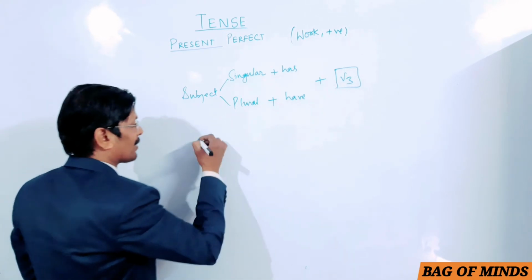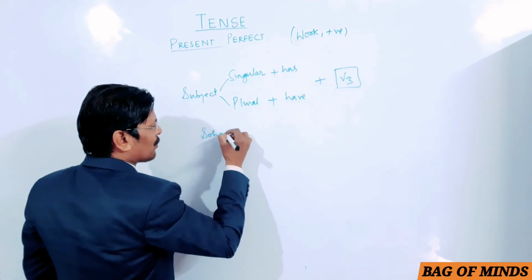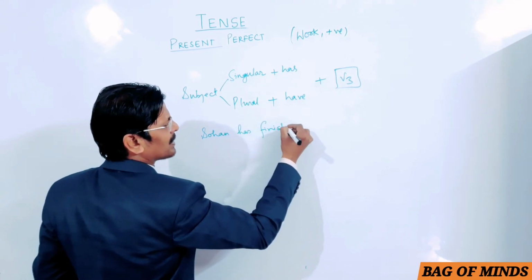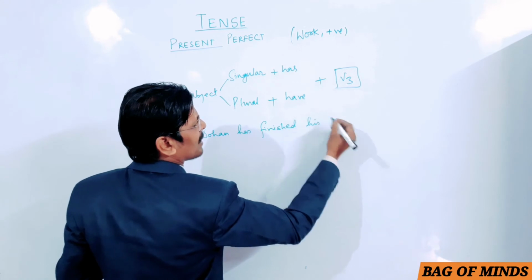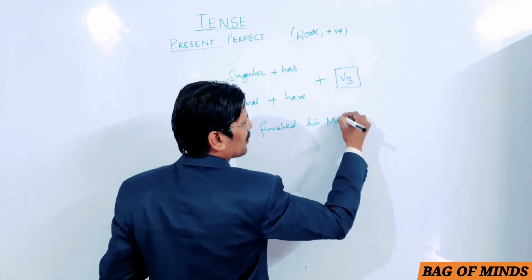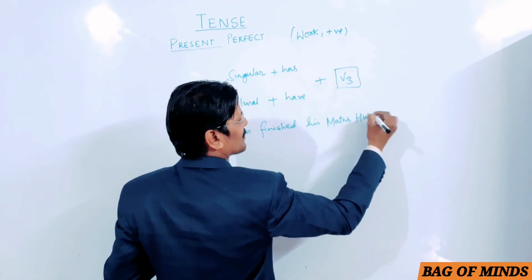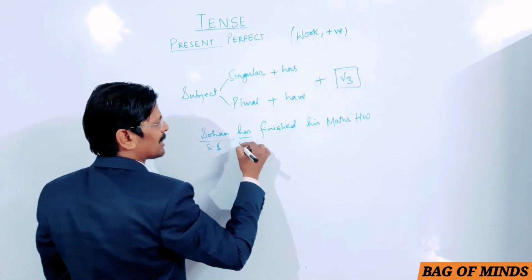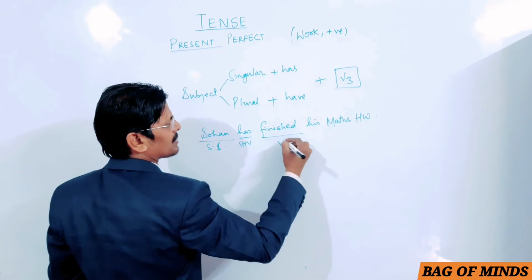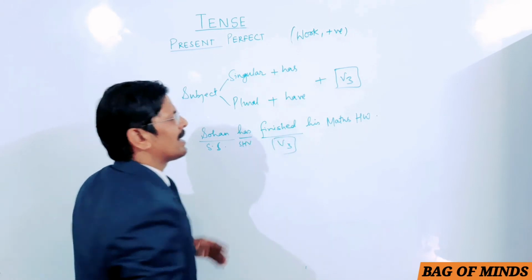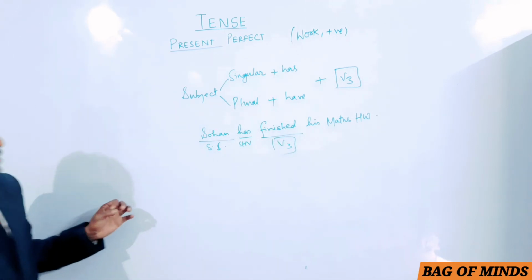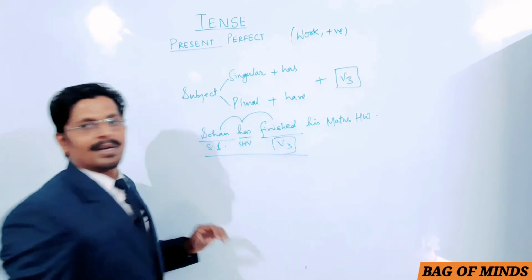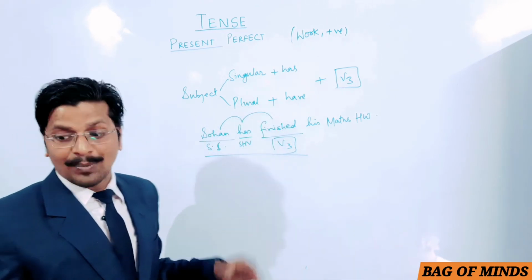Let's take an example. Let's say, Sohan has finished his maths homework. So what did you notice here? Singular subject, singular helping verb. This is my V3 and his maths homework. So this is the main pattern that we look forward to in any sentences that we make.